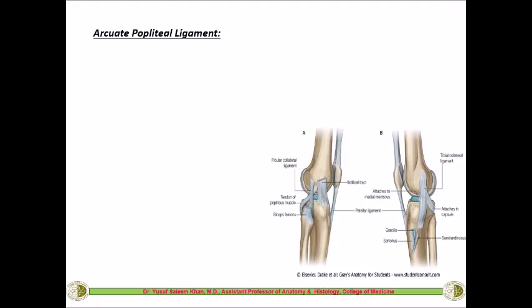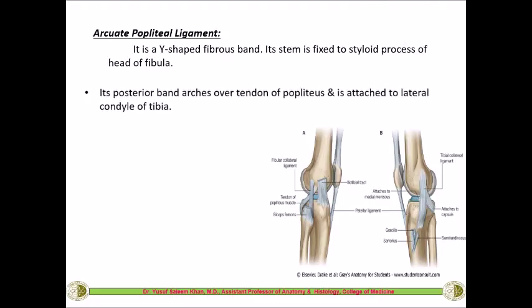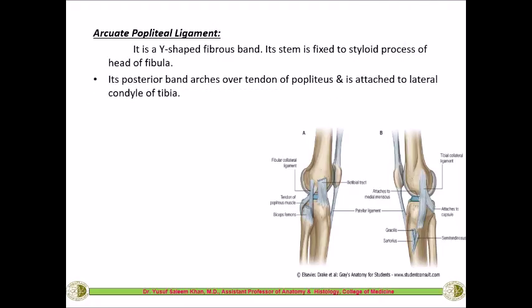Now coming to one more ligament of the knee joint, that is called the arcuate popliteal ligament. This ligament is not shown here in this picture, but you can imagine it looks similar to this ligament here. It is a Y-shaped fibrous band which extends from the styloid process of the fibula. Fibula is on the other side, on the lateral side. This view is from the medial side. Okay, so here is the fibula. So from this styloid process of the fibula, there is a ligament which extends above.